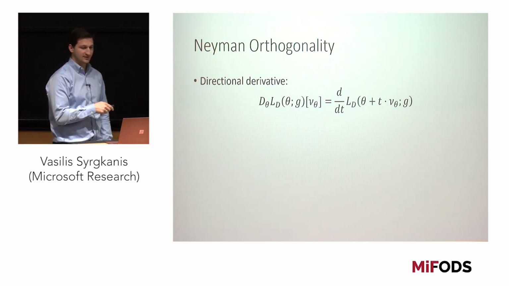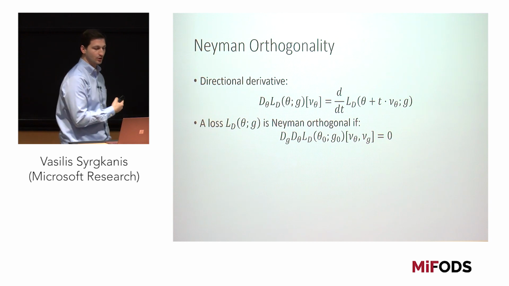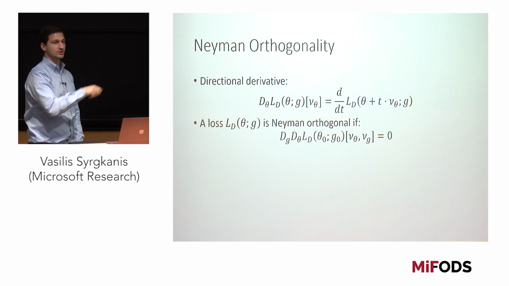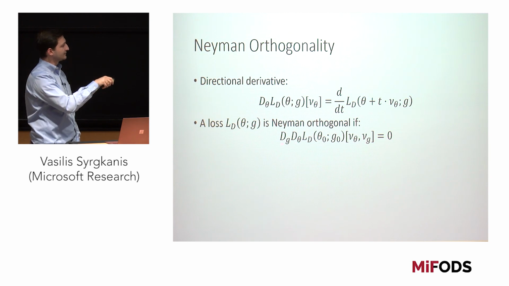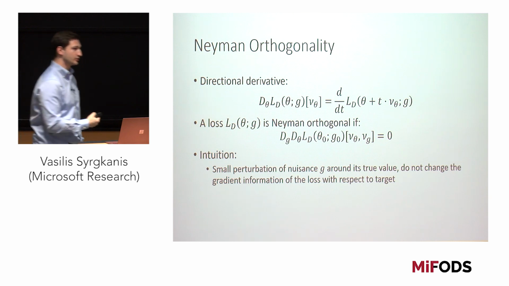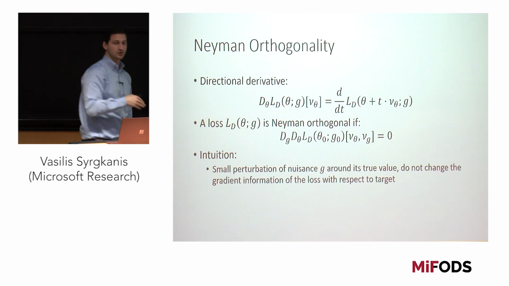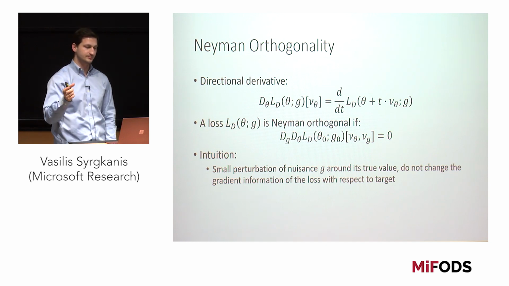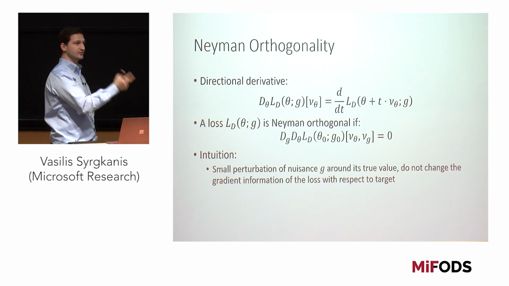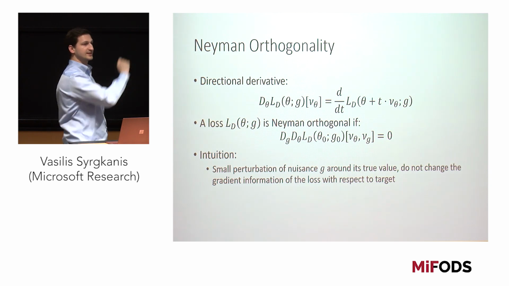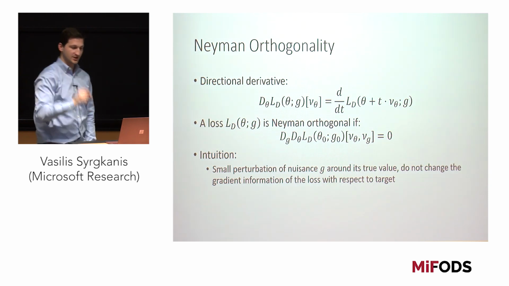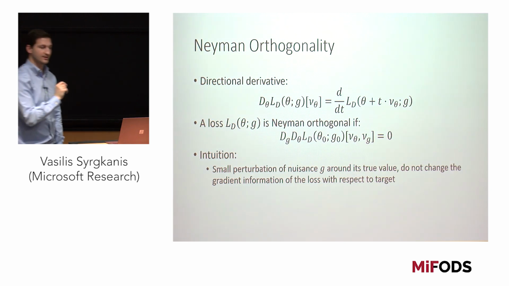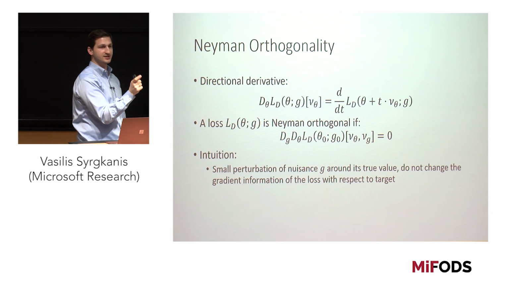So this is the directional derivative, and then a loss L_D is Neyman orthogonal if this cross derivative quantity is equal to 0. Right? So if the derivative with respect to your nuisance functions of the derivative with respect to the target function, when evaluated at the true target model and the true nuisance model, is equal to 0. The intuition of this condition is that small perturbations of the nuisance model around its true value do not change by much the gradient information that is in your loss for the target model that you're interested in. Right? So by slightly changing the nuisance functions, the first order condition roughly remains the same.